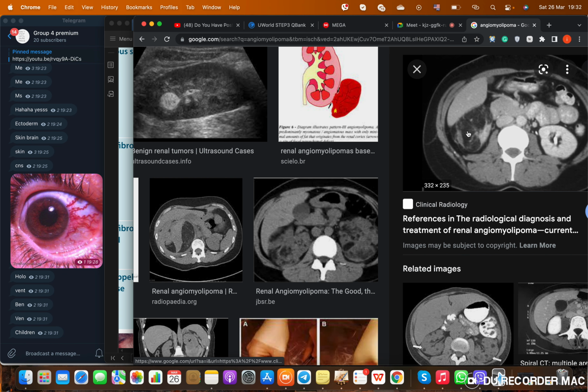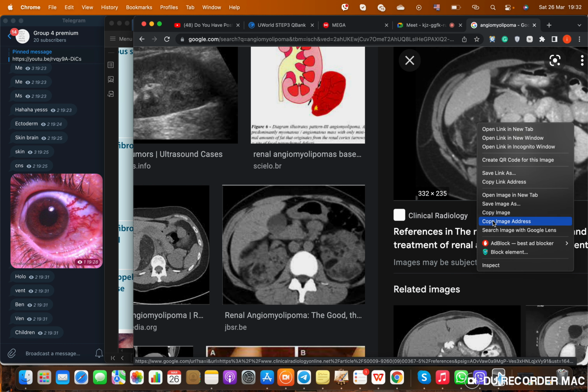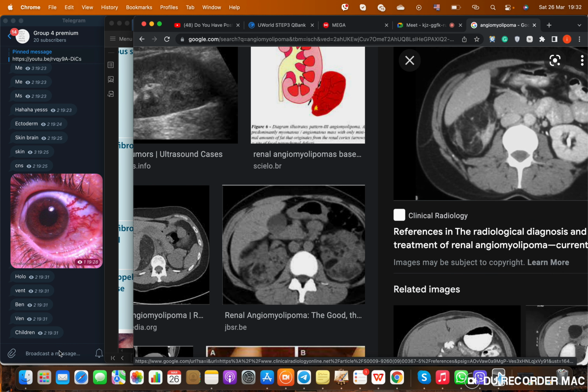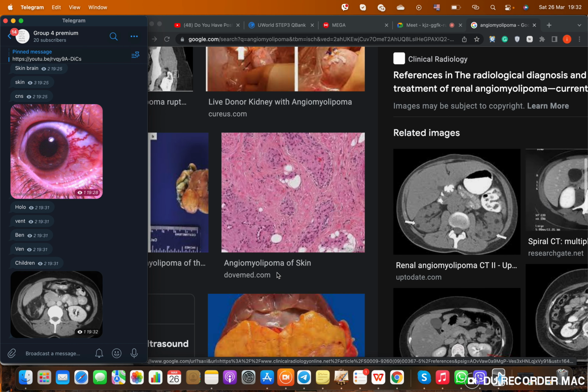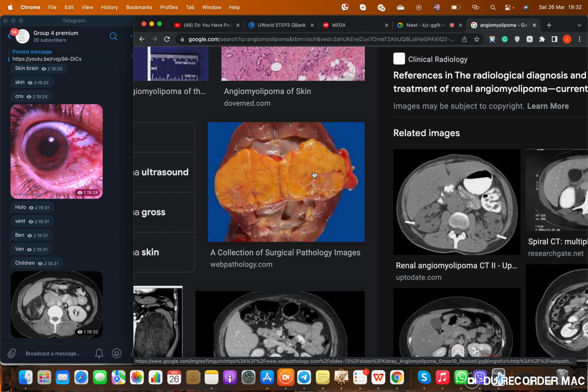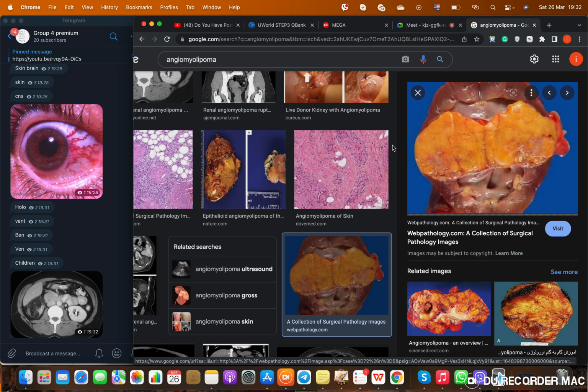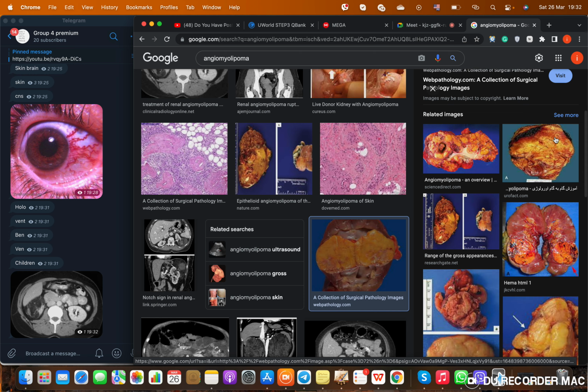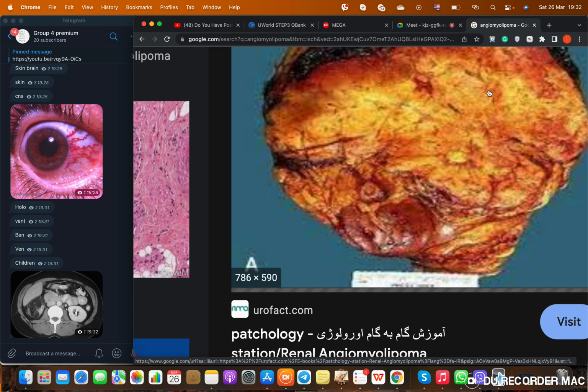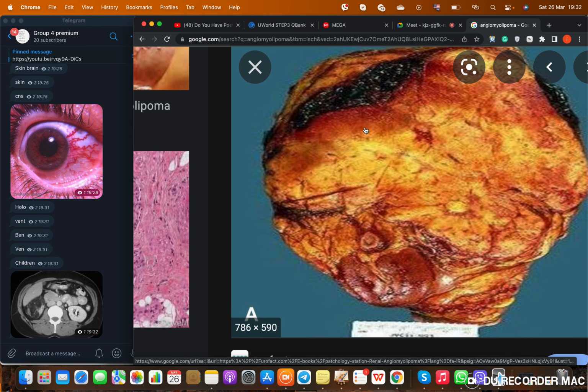Well, yeah, this kidney, you can see, looks like somebody was eating on it. You can see the fat, the brown stuff, and you can see the muscle.